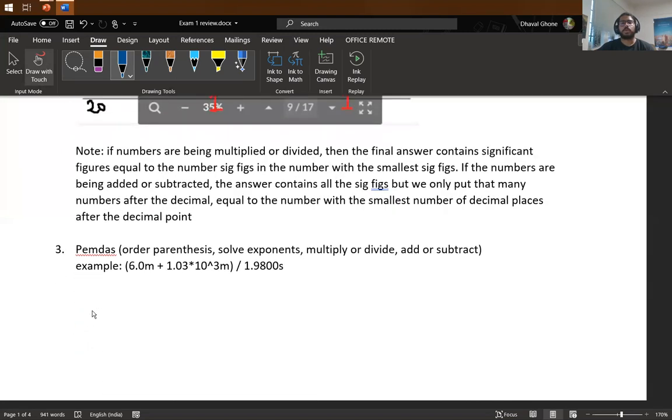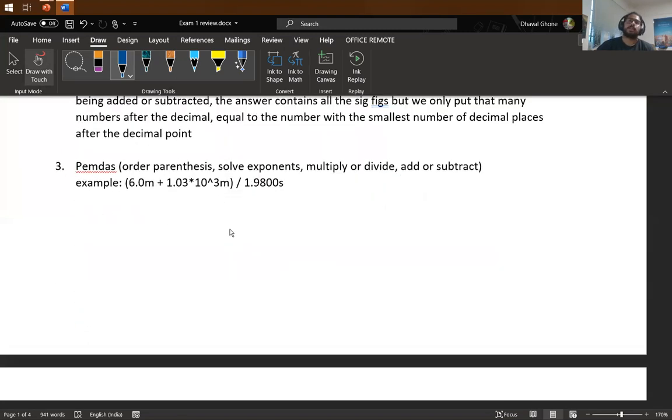I'm going to give an example of PEMDAS, which is how to solve multiple-operation questions. And so let's write this out in a mathematical form. Typing out 6.0 plus 1.03 times 10 to the power 3, and the whole thing divided by 1.9800. So PEMDAS says follow the parentheses first. I'm going to solve everything inside the parentheses at first.